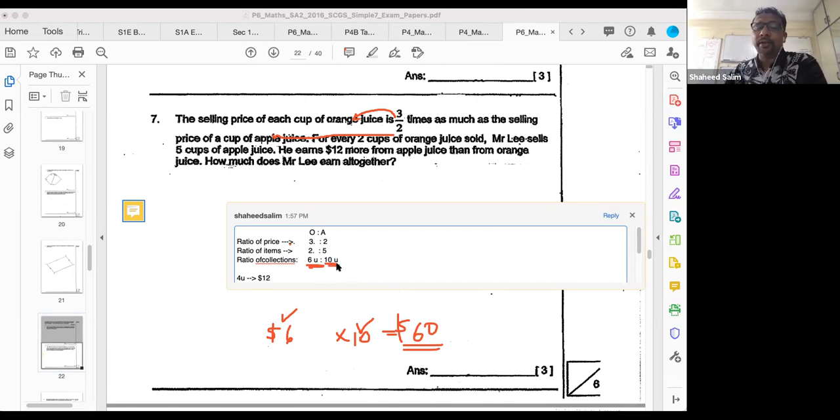The difference in the collection is $12. So 10 minus 6, 4 units is equal to $12. 1 unit is $3. And you want the total, how many units? Total is 16 units. 16 times 3, 48.